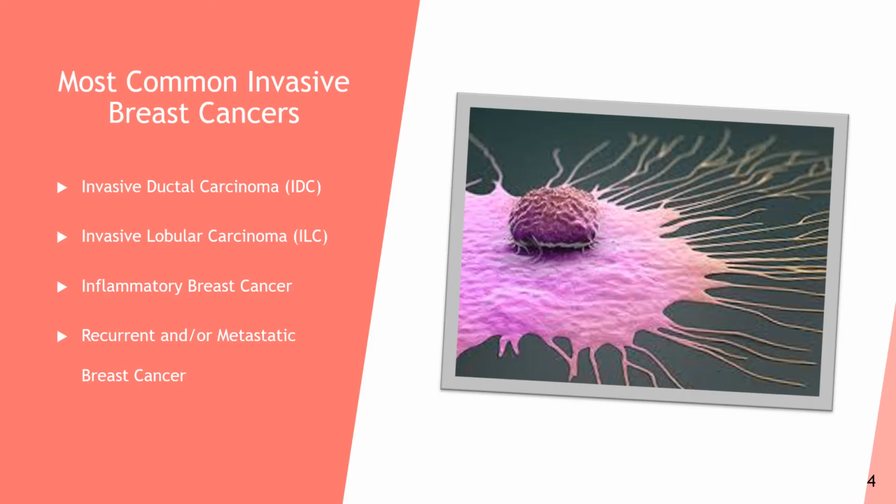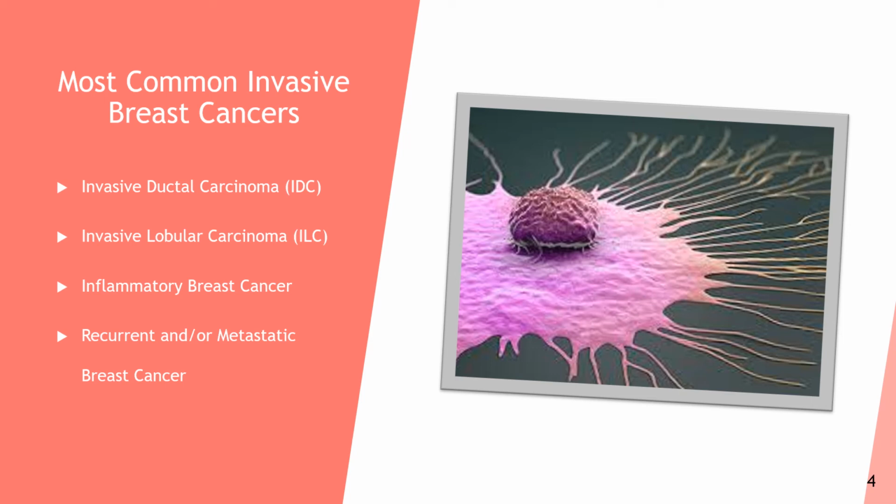Invasive breast cancer cells break through normal breast tissue and barriers and spread to other parts of the body through the bloodstream and lymph nodes. These include invasive ductal carcinoma. It is the most common type of breast cancer. It begins in the milk duct but has grown into the surrounding normal tissue inside the breast. Invasive lobular carcinoma starts inside the lobule but grows into surrounding normal tissue inside the breast.